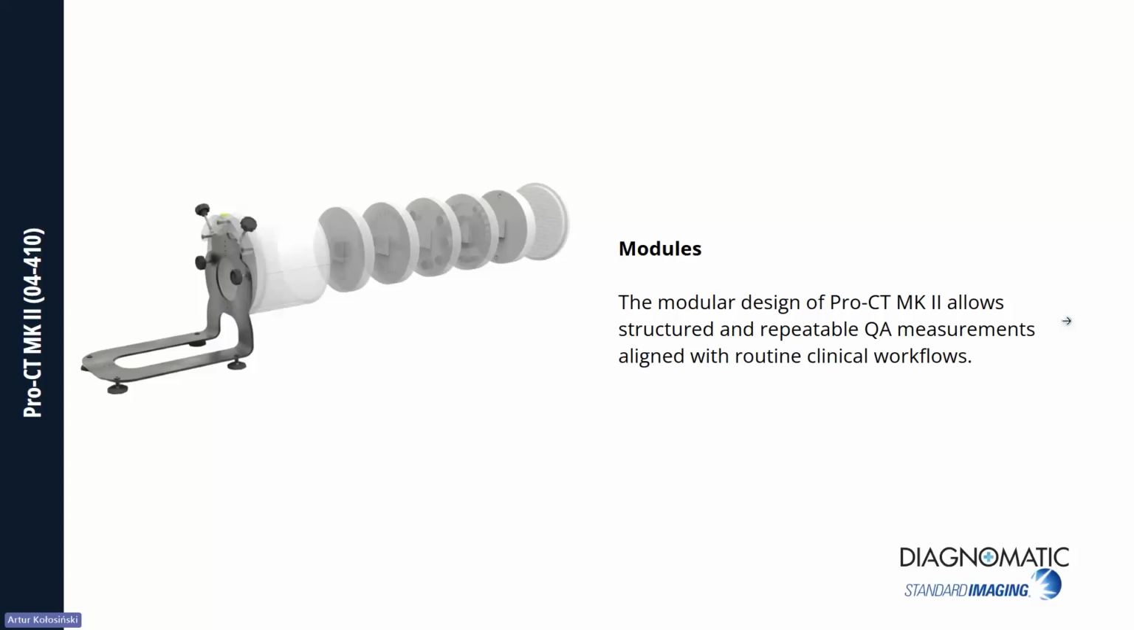The ProCT-MK2 has a modular design, and we can take it apart. We can use only the modules that we want to test if we don't want to make the whole test procedure and all the tests. So it allows us to make structured and repeatable QA measurements aligned with the routine clinical workflow.